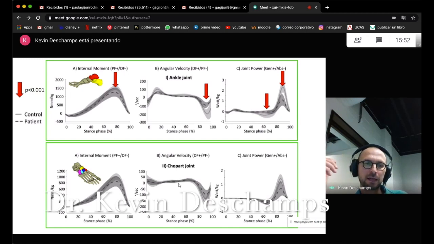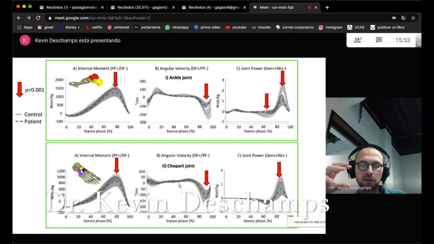Basically, what we saw is that the internal peak plantar flexion moment was also reduced at the Chopart joint. The angular velocity during propulsion was also reduced. And we saw in those patients that the power generation from the midfoot was also reduced. For the Lisfranc and the toes, we didn't observe any statistically different changes here.